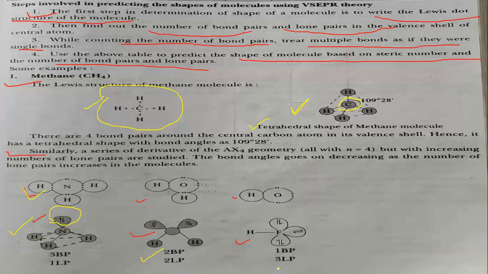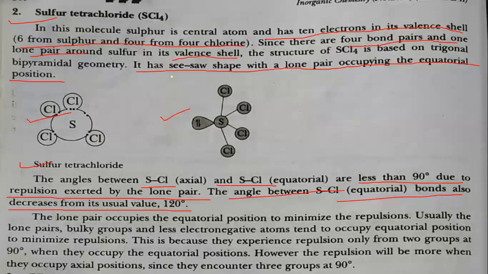Now see here, sulfur tetrachloride. At the sulfur, there are 4 bond pairs and 1 lone pair. The chlorine atoms are at the equatorial positions, and the 1 lone pair is there. That shows more repulsion, because as we have discussed, lone pair-bond pair repulsion is stronger than bond pair-bond pair repulsion.